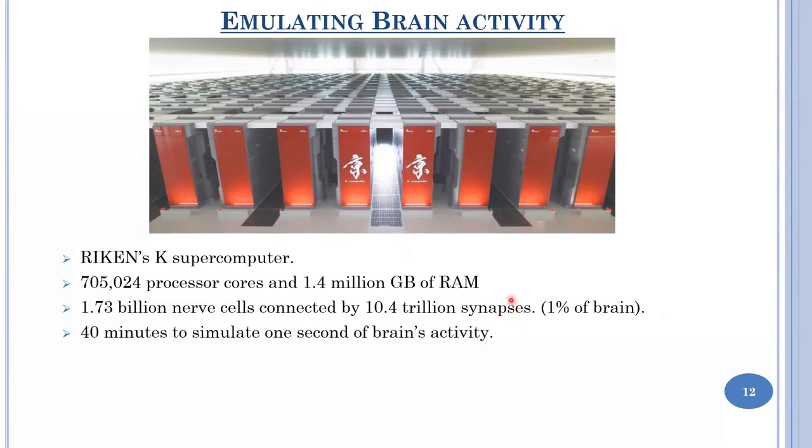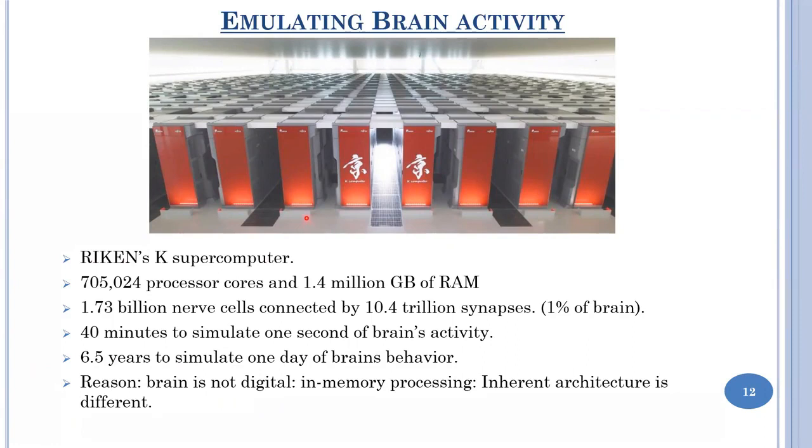Just to simulate 1% of the brain's activity, it took 40 minutes to simulate just 1 second. So if you extrapolate that, it would take around 6.5 years to simulate 1 day of the brain's behavior, and not the whole brain's behavior, 1% of your brain's behavior. 1 day of 1% of the brain's behavior would take around 6.5 years on such a powerful supercomputer.